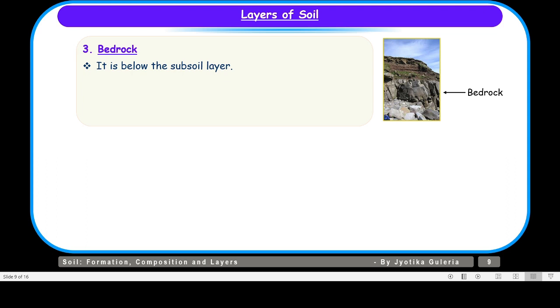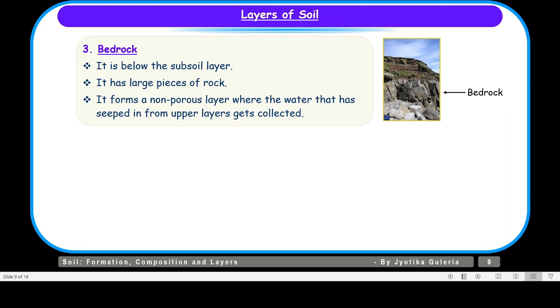It is below the subsoil layer. It has large pieces of rock. It forms a non-porous layer where the water that has seeped in from upper layers gets collected. That means the bedrock is very hard and solid and does not have pores. Therefore, it does not allow the water to go deep down further.